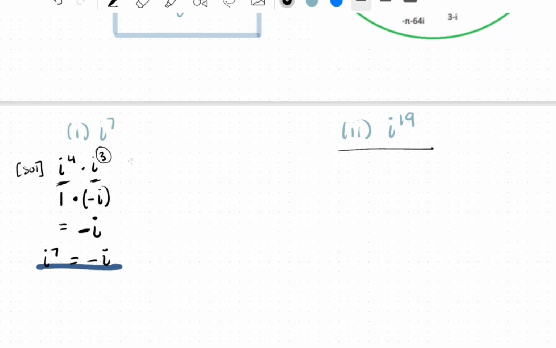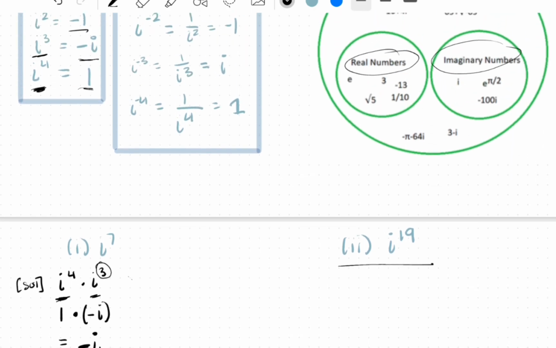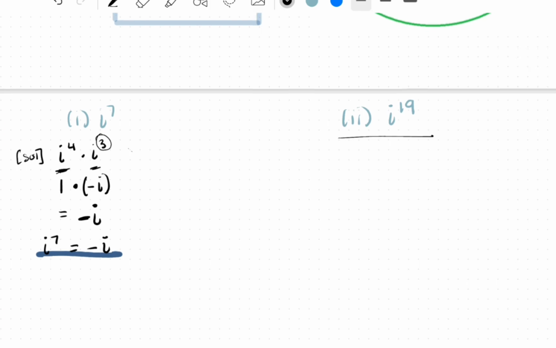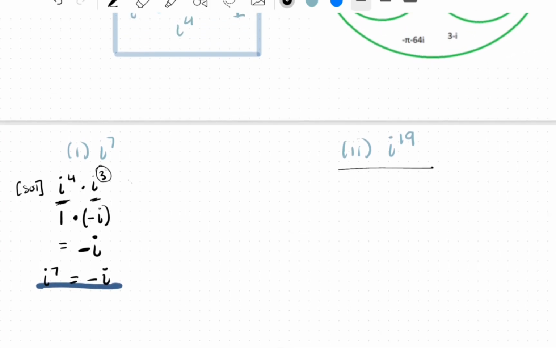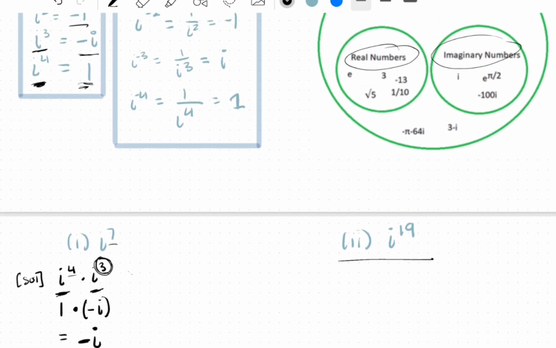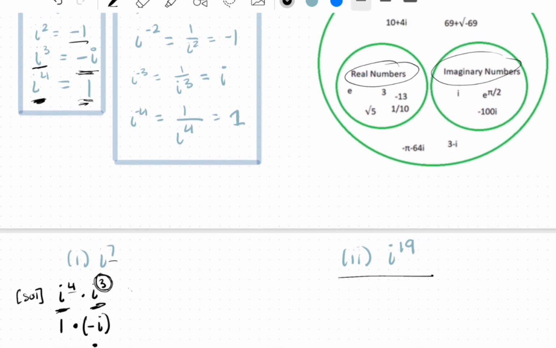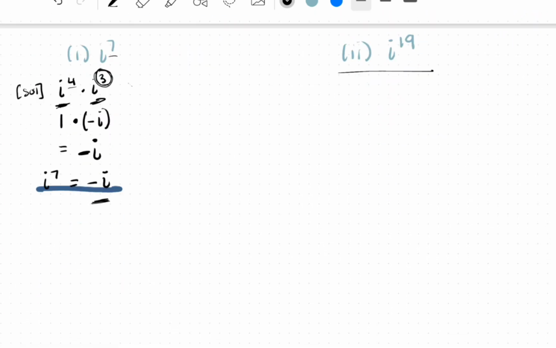From here, I was trying to make as many i to the power of 4s as I could, because i to the power 4 is an easy value to remember, right? It's just 1. And then whatever I have remaining, that would be over here. So 7 minus 4 is 3, right? And we see that i cubed is negative i. And oh, look at that, our answer is also negative i. Meaning that our answer was also i cubed, right? Because after all, i cubed is equal to negative i.